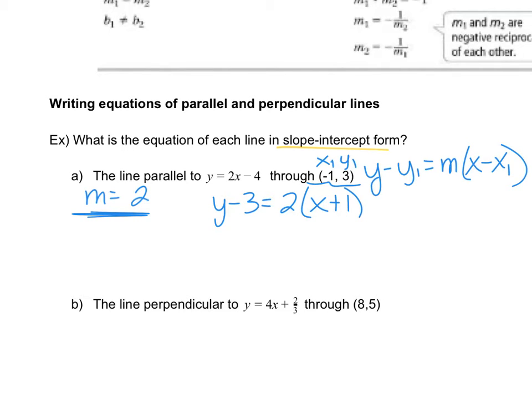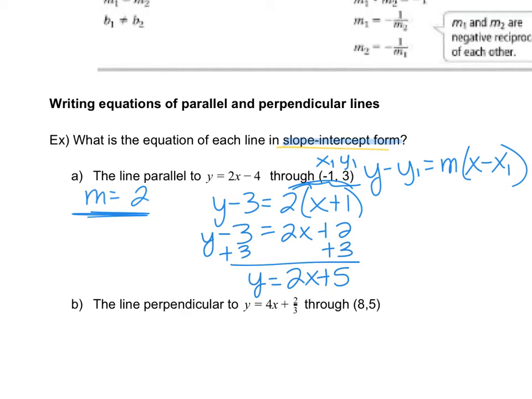All right, but it told us that we needed to get it into slope-intercept form, so we have to do a little magic. So go ahead and distribute that 2. We have 2x plus 2, bring this down. Now last thing for slope-intercept form, remember we have to have the y by itself. So let's add 3 to both sides. Y equals 2x plus 5. And that is your equation in slope-intercept form.